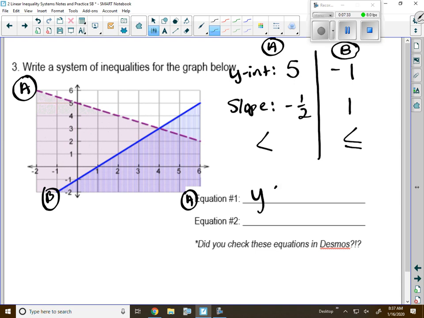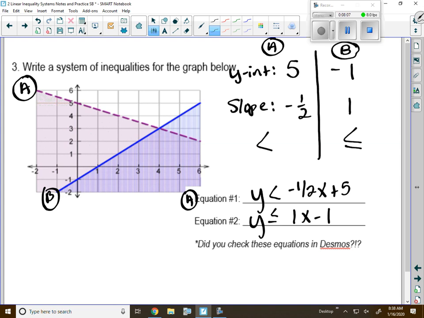Okay, it would be y is less than -1/2 x plus 5. Equation 2, y is less than or equal to 1x minus 1, or you can just write it as x minus 1. You don't have to write the 1x if you don't want to, or the 1 in front of the x, I should say. Are we okay on that?